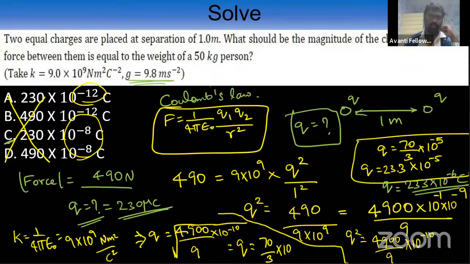Okay, guys. So the answer would be 230 microcoulomb. So option wise it's wrong, sorry for this error. It should be 230 microcoulomb. So there is 23.3 into 10 power minus 5. I'll divide and multiply by 10, so I'll get 230 plus into 10 power minus 6 coulombs.